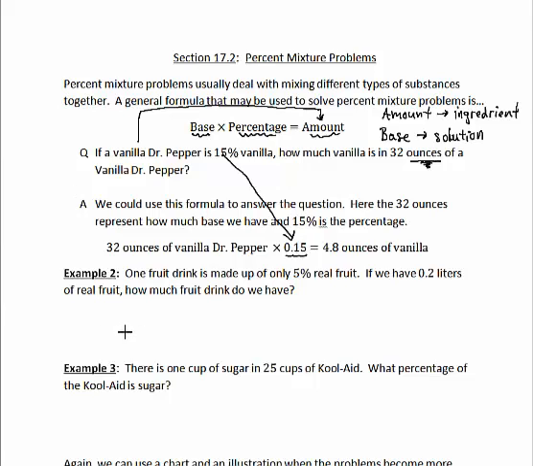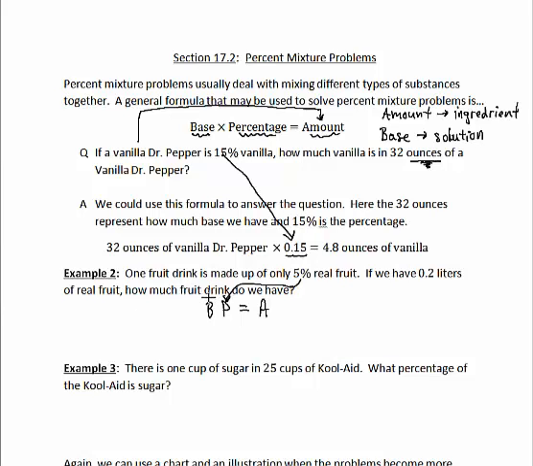Alright, so example 2, another straightforward application of the formula. There aren't two solutions, there's only one, so we don't need a table. We just need this formula, B times P equals A. So it reads, one fruit drink is made up of only 5% real fruit. So 5% is going to be our P variable, or it's going to replace the P. If we have 0.2 liters of real fruit, how much fruit drink do we have?